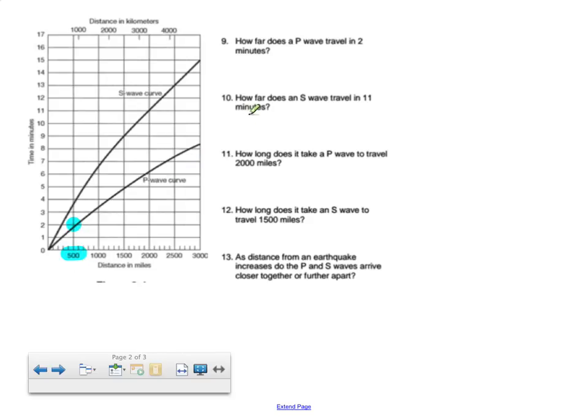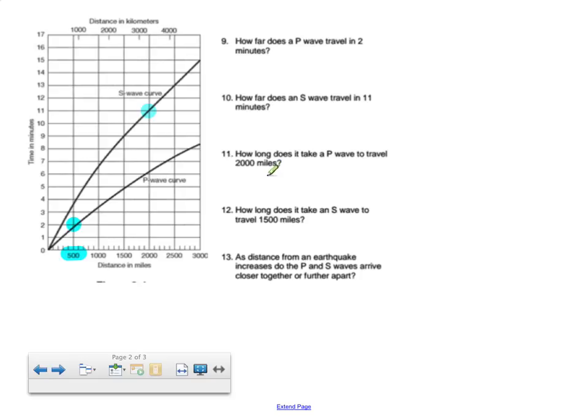All right. Number 10, Jamia and Jamario. How far does the S wave travel in 11 minutes? 2,000 miles. Well, here's 11 minutes. Here's the S wave. 2,000 miles. That is correct. Is that a far distance? Yes, it is. From here to New York, it's 700 miles. That's 10 hours away. So imagine 2,000 miles. Honey, that's 10. We're only on 10.